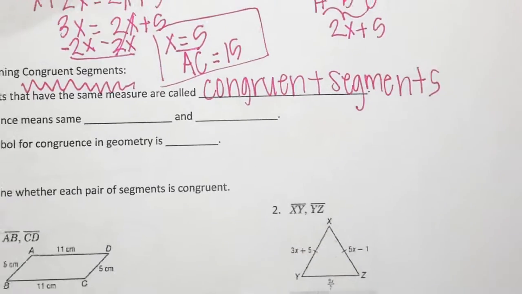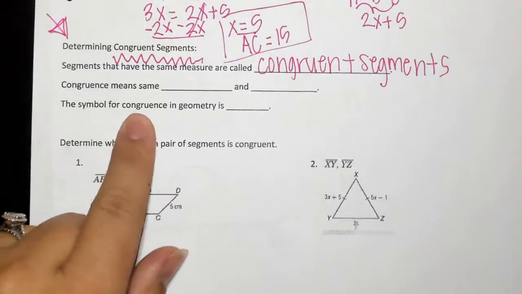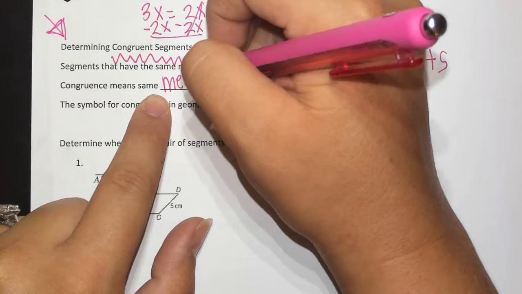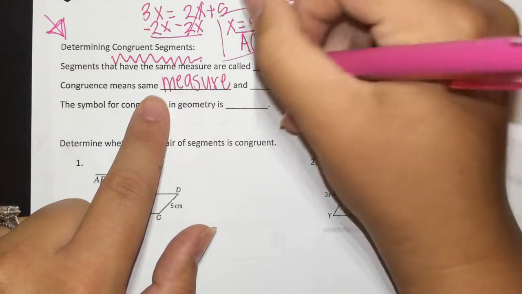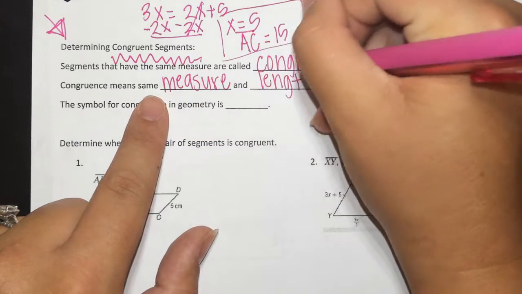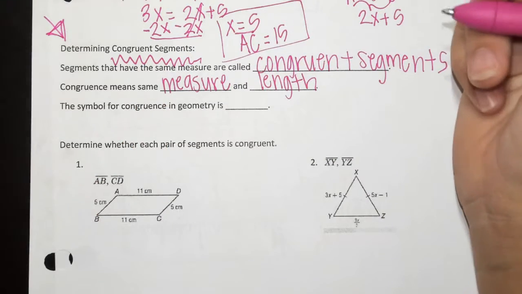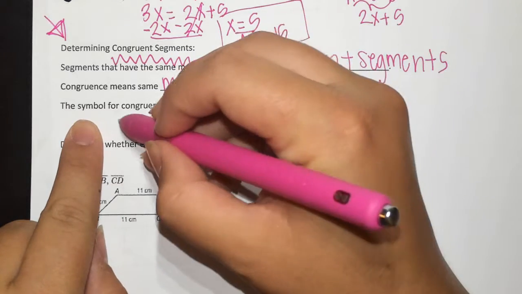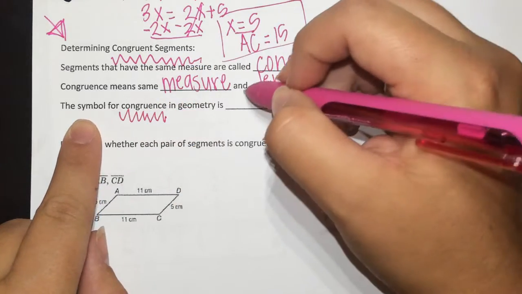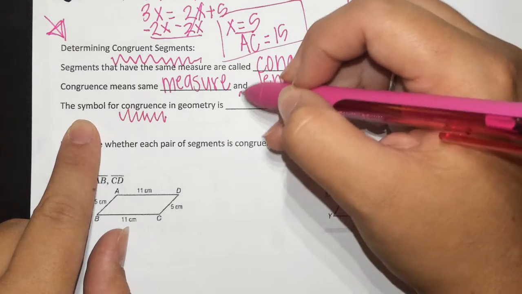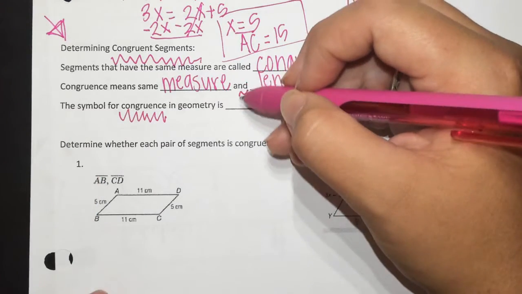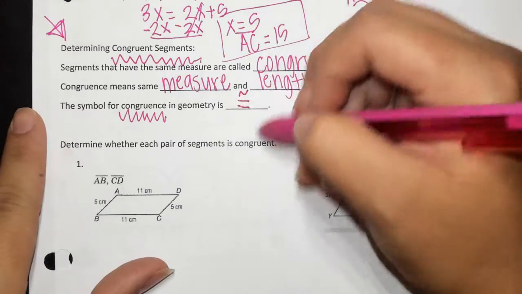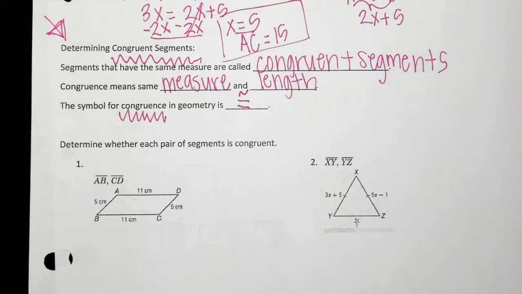That means they have the same measure. So down here, congruence means they have the same measure and length, which are basically the same thing. Their length is the same and their measure is the same. There's a symbol that we use to show congruency. You've probably seen it before. It's that little squiggly, which is a tilde, and then an equal sign. All together, that means congruence.